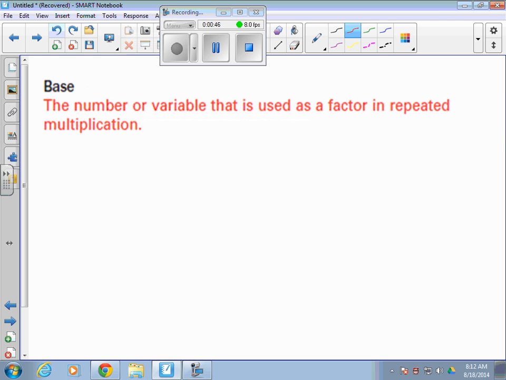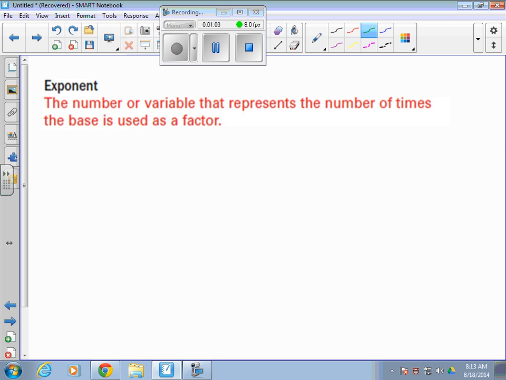power. The base is the number or variable used as a factor in repeated multiplication. So if we use that same one, 2 to the third, the base is this part right here. It's the number you're actually going to multiply times itself, the amount of times that's given to you in the exponent itself. The exponent is the amount of times you're going to multiply it. It's the number or variable that represents the number of times the base is used as a factor. Again, same example, 2 to the third power. The exponent is the third power. It's the one that tells you how many times to multiply it.